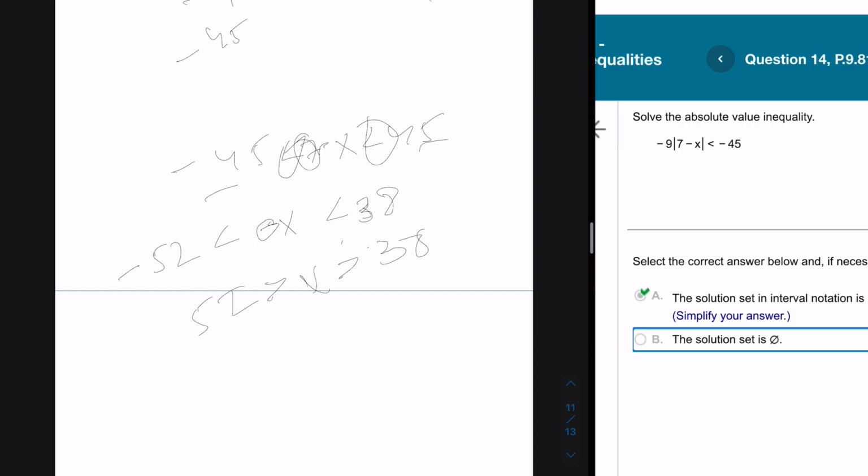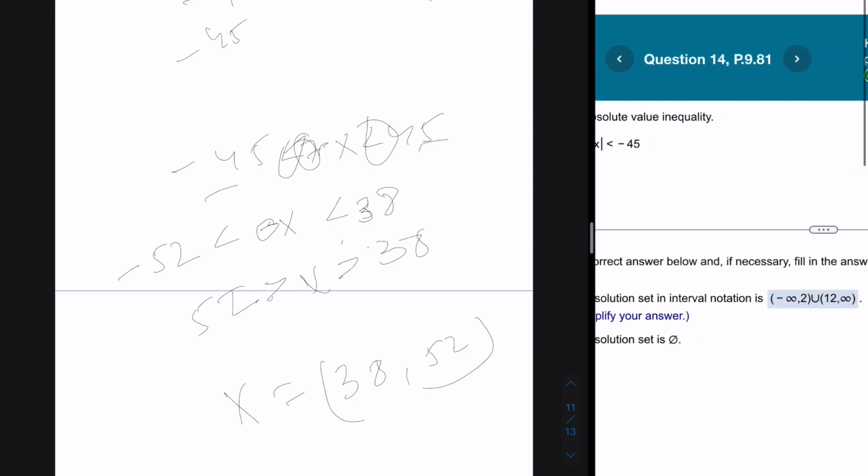Got it? So what can we write for this? The interval: x is greater than 38 and x is less than 52. So this is our answer.